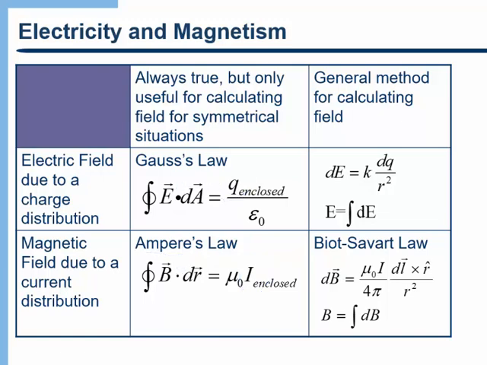But again, it's only useful in pretty symmetrical situations because we've got to be able to get B out of the integral to actually solve for it using Ampere's law, just like we had to get E out of this integral. There are more general ways to calculate electric or magnetic fields when we can't use Gauss's law or Ampere's law. And again, that's what we talked about in the chapter. Okay, so these last two slides are important because it really emphasizes the concepts behind what we've been talking about.